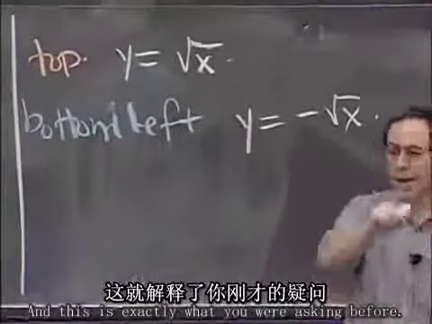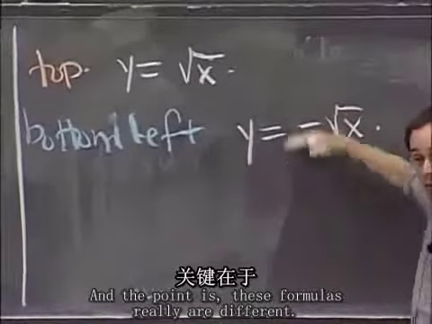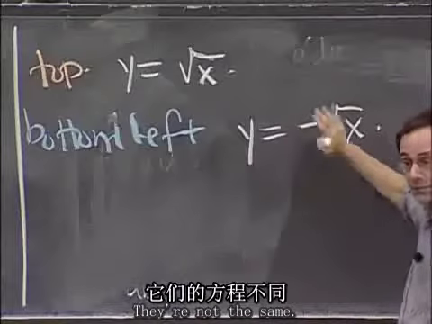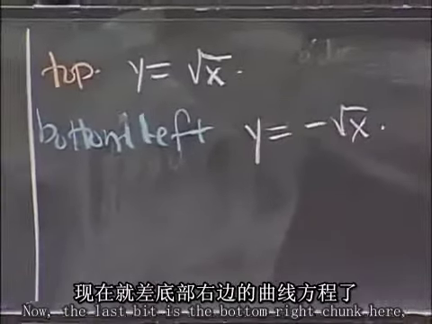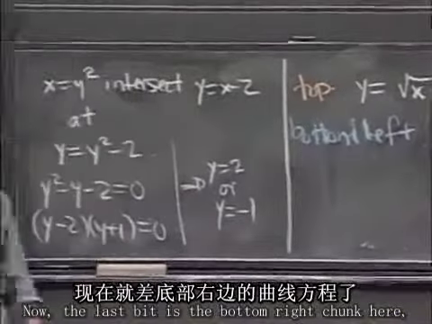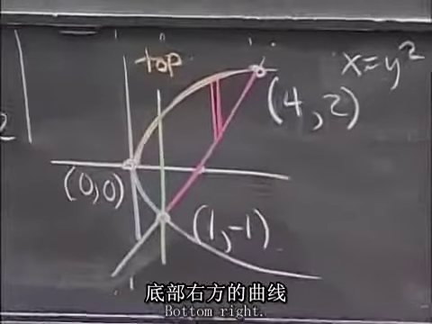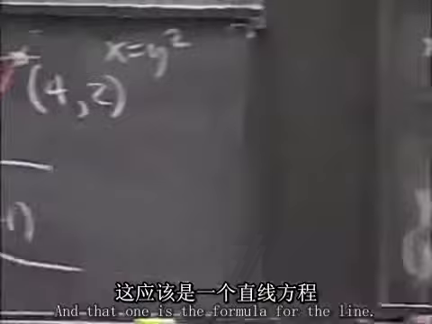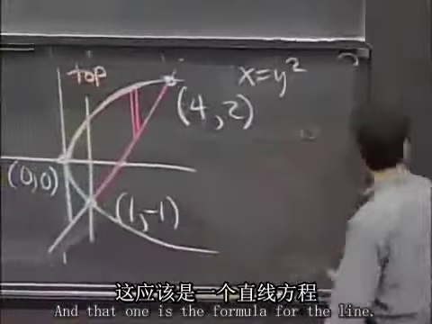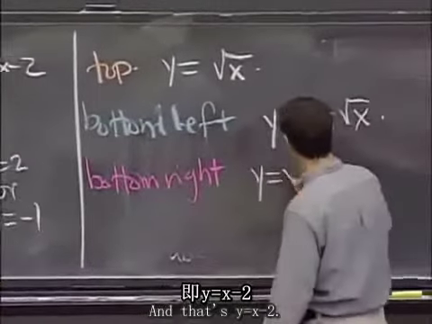That's the other branch of the square root. And this is exactly what you were asking before. We have to distinguish between these two. And the point is these formulas really are different. They're not the same. Now, the last bit is the bottom right chunk here, which is this pink part. Bottom right. And that one is the formula for the line. And that's y equals x minus 2.